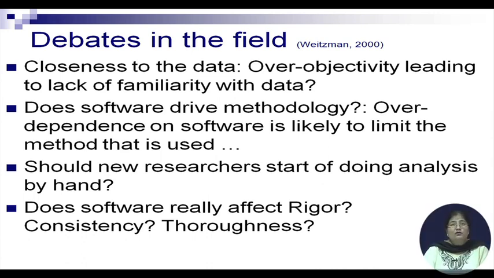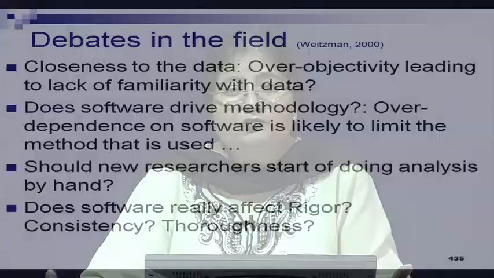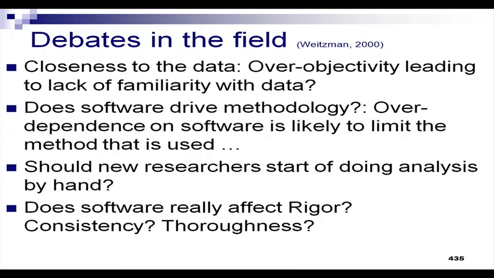Are we trying to be over objective? When we try to be over objective, when we try to depend on the computer 100%, that may lead to our lack of familiarity with the data, which is really not intended. We talked about the relationship between the researcher and the researched and the impact that has on the output right in the beginning. So, that is one big debate.